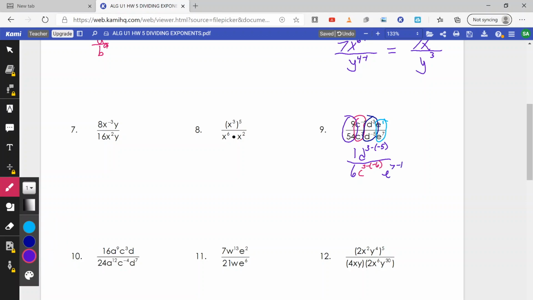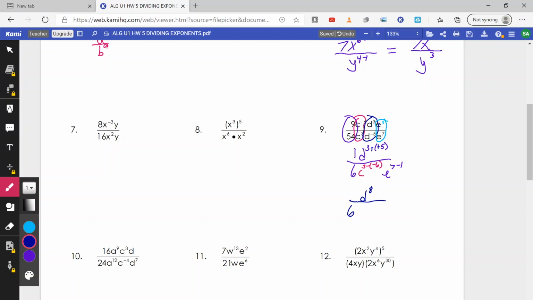And what I'm going to do is simplify with the subtraction of exponents. So I don't really need the 1 on top. So we have d, 3 minus negative 5. When I subtract a negative, I really end up adding. So 3 plus 5 is going to give me 8.